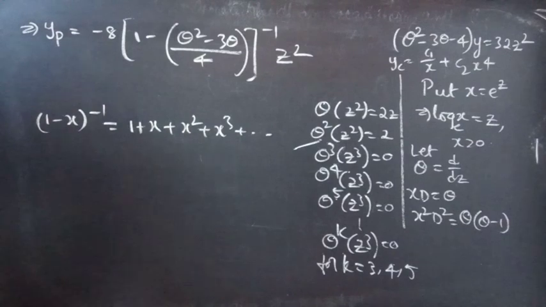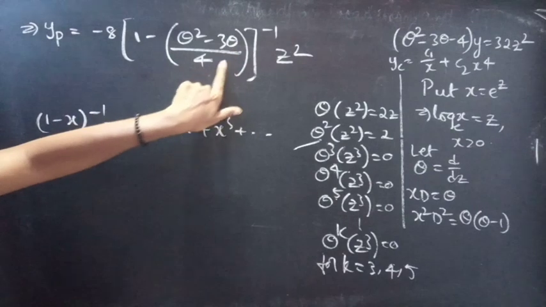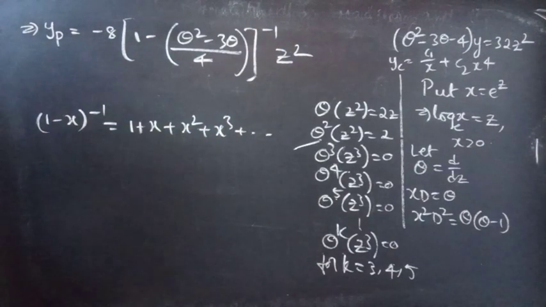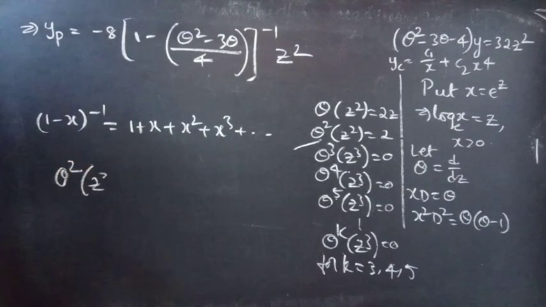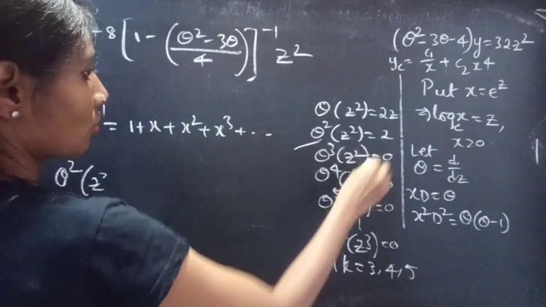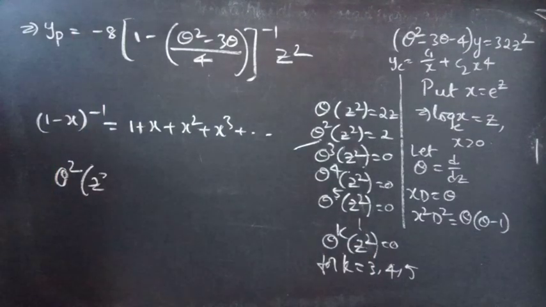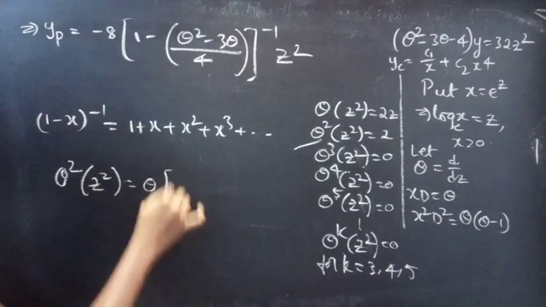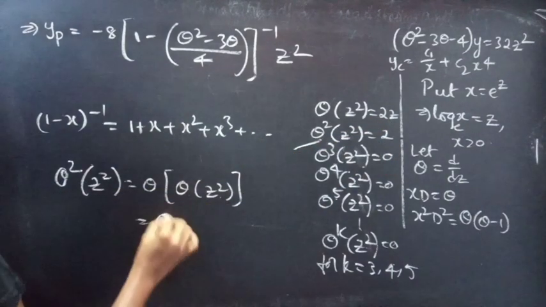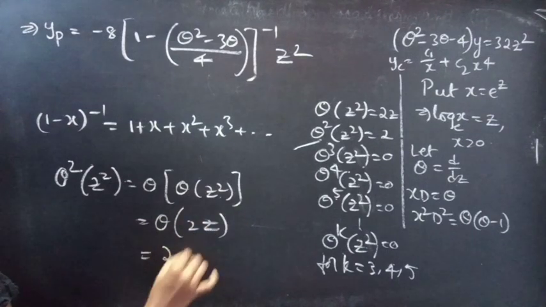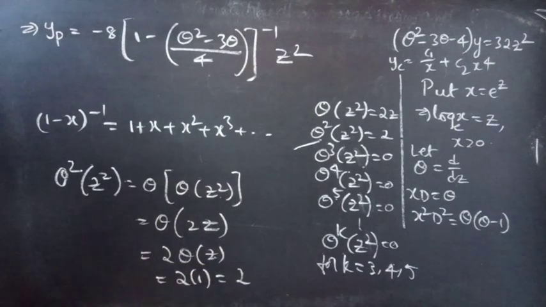By keeping this in mind, we'll expand 1 minus theta square minus 3 theta by 4 whole inverse. If you want, I'll show you theta square of z square and theta cube of z square. I mean, this is z square, sorry. Theta square of z square is theta of theta of z square. We have the value of theta of z square, which is 2z, right? Again, we can write this as 2 into theta of z. Theta of z is again 1. So you'll get 2.